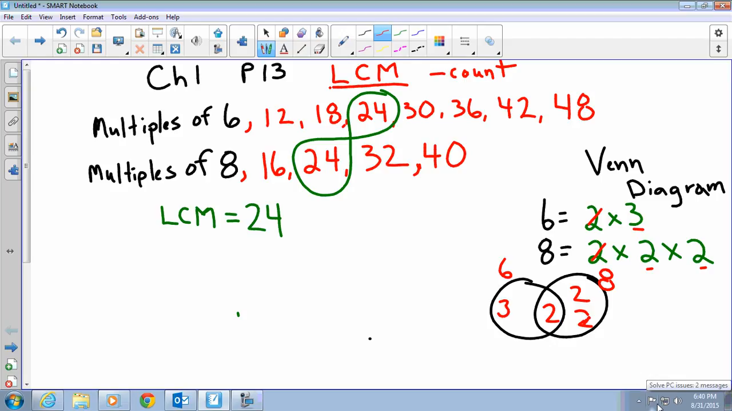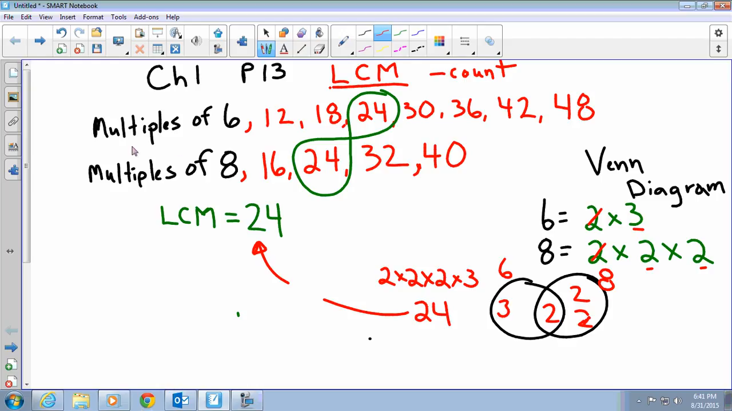Now you might be asking yourself, how do I find the least common multiple by doing the Venn diagram? You would simply multiply all these numbers out. So you would do 2 times 2 times 2 times 3. And if you work that out, guess what you're going to get? You're going to get 24, which is the same number we got on this side when we did the multiples. So 2 different ways of coming up with the same answer.